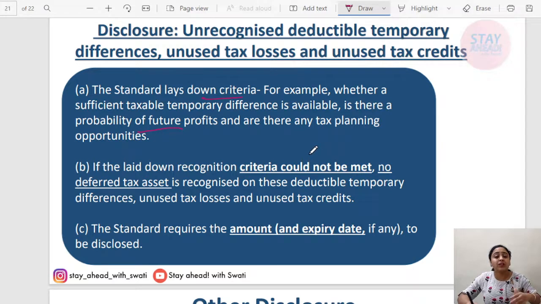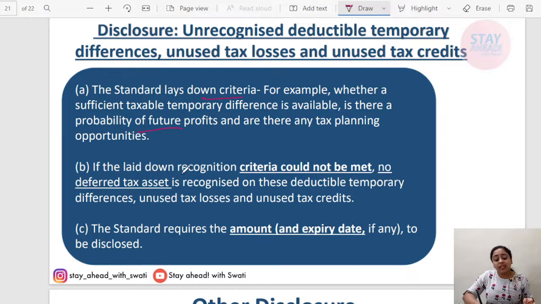If these particular criteria are not met, that means there is no probability that future profits will occur, then you will not be recording that particular DTA. Whether you are recording or not recording, you have to present a disclosure on why you have recorded this DTA, on what basis. You have to give an explanation about that in the disclosure portion.